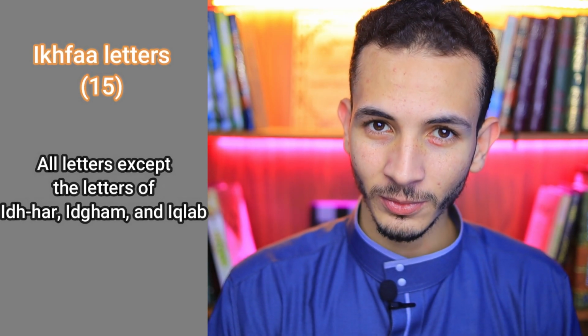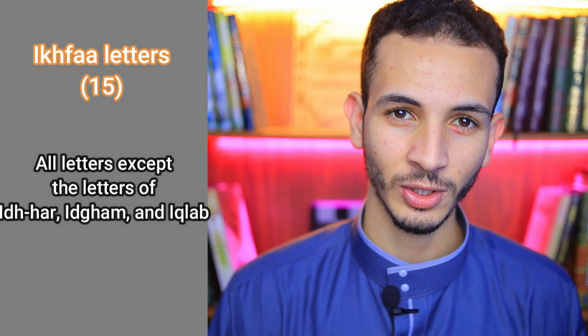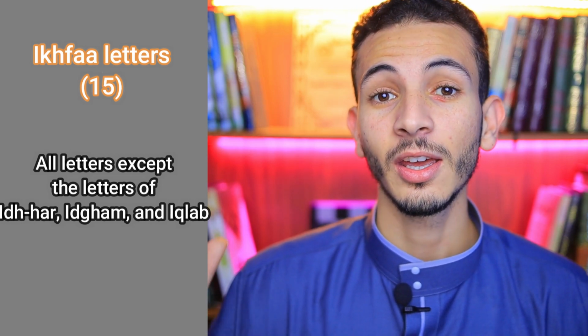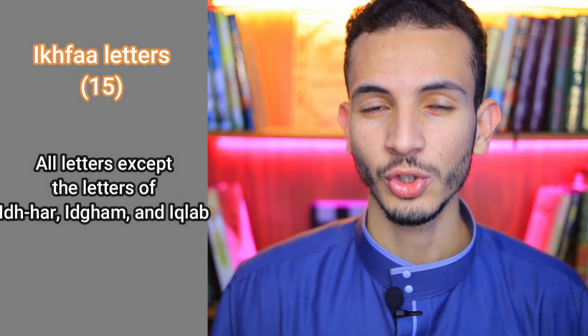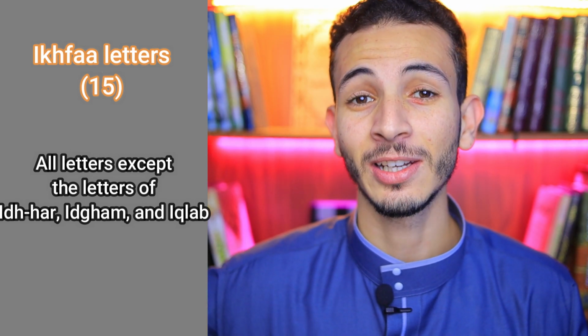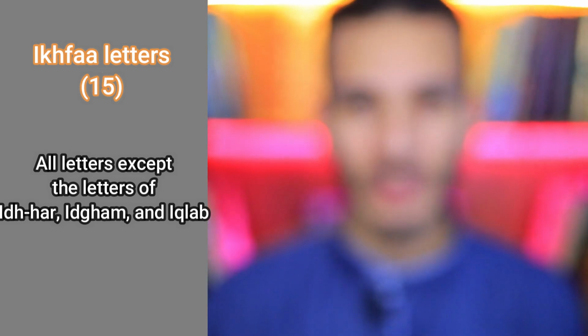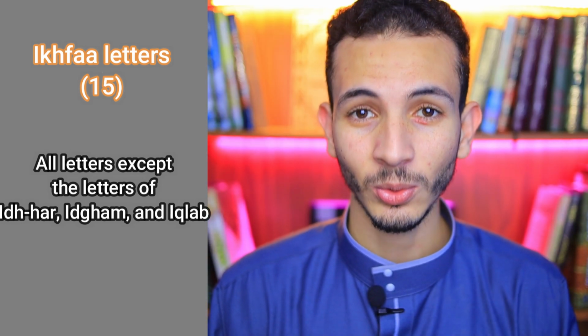Now, what are the letters of Ikhfa or hiding? So in another way, when should we hide the Noon? We should hide the Noon when we find any letter of the 15 letters of Ikhfa. So Ikhfa has 15 letters, which are any letter apart from the letters of Idh-har, which is clear, and Idgham, which is merging, and Iqlab, which is turning over. So any letter other than Hamza Ha, Ain Ha, Ghain Kha, which are the letters of Idh-har, and Yarmaloon, which are the 6 letters of Idgham, and the Ba, which is the letter of Iqlab, it will be an Ikhfa letter. So you need to hide the Noon Sakinah or the Tanween.